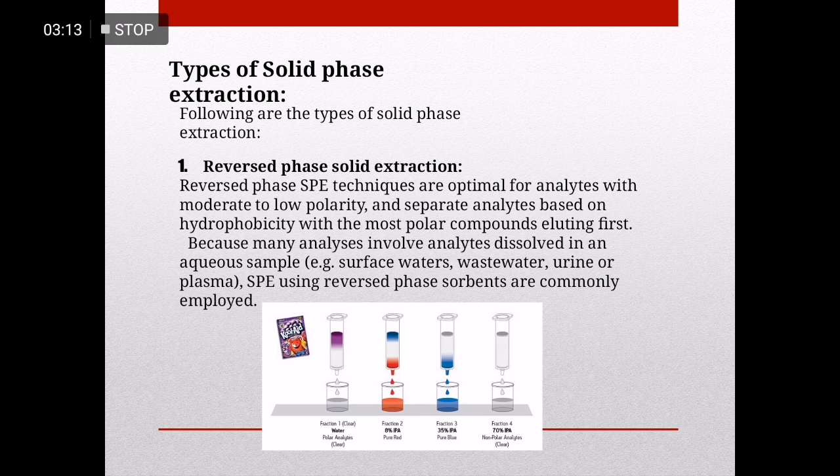What are these types of solid phase extraction? There are three types of solid phase extraction. First is reverse phase solid extraction. In this technique, analytes that have mid to low polarity are separated from the reaction mixture. This process separates the analytes from the mixture on the basis of their hydrophobicity. Thus, it separates the analytes that are in aqueous media such as surface water, wastewater, etc.